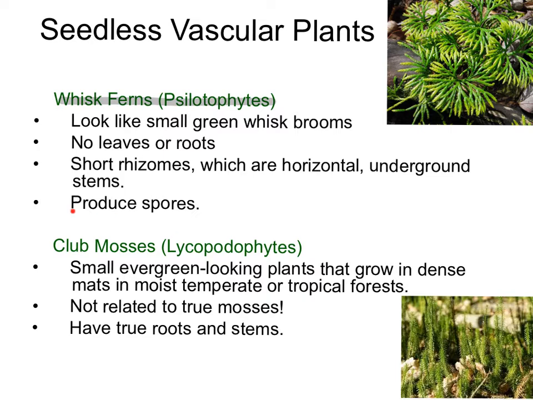Next up, we have our club mosses, or lycopodophytes. These ones look a lot like moss, but they're not moss. You can see them down here on the right. They kind of look like tiny wee evergreen trees. They're different from mosses because they actually have a true root system, whereas, remember, those whisk ferns have those rhizomes. And these club mosses will also have stems.